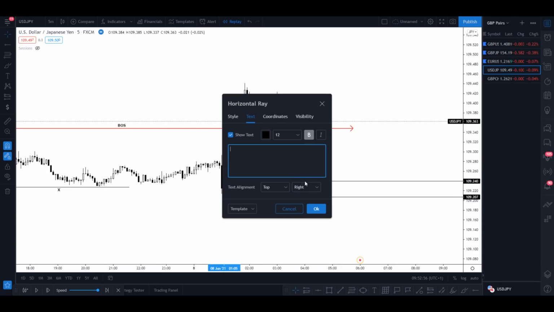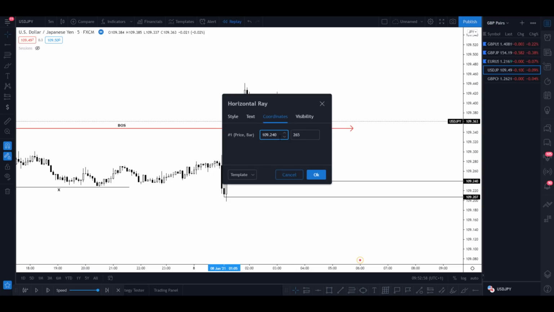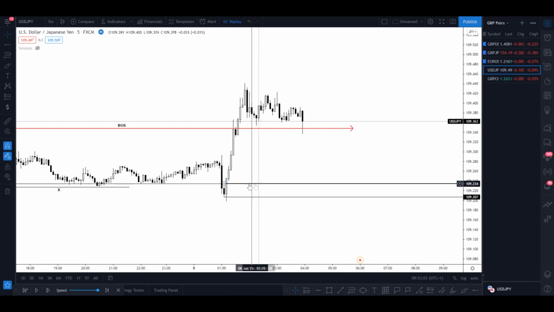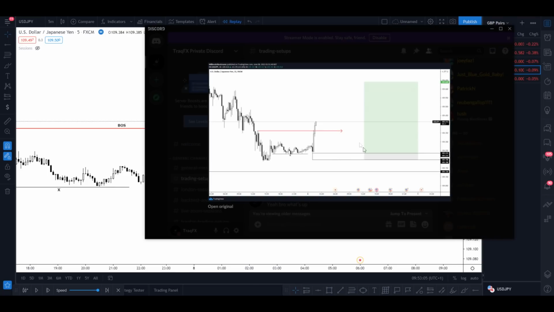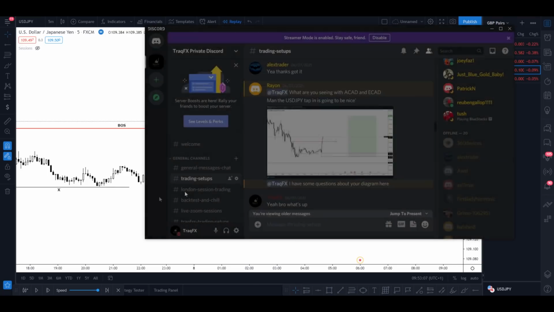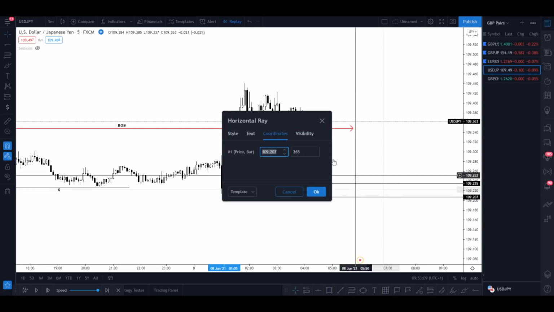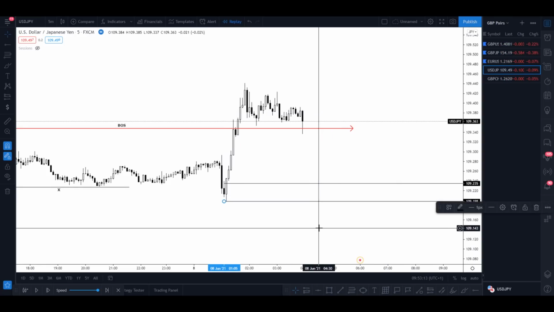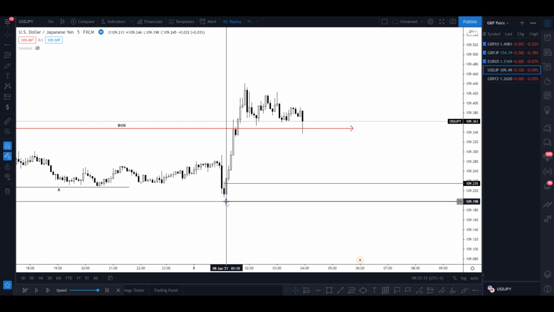109235. 109235 was actually better. It was way better. So right here, this is my exact entry, and my stop loss is 109198. So let's put a stop loss there, 109198. Boom, stop loss just at the low of the wick.